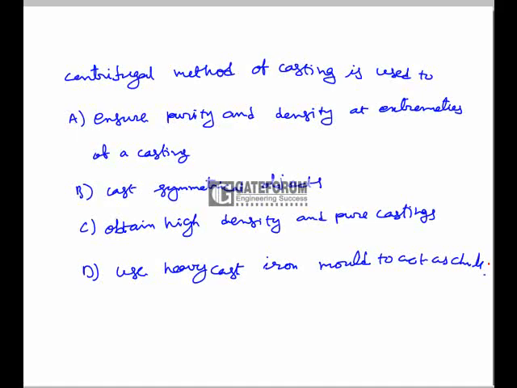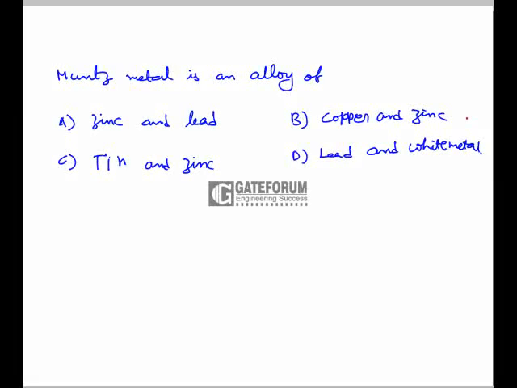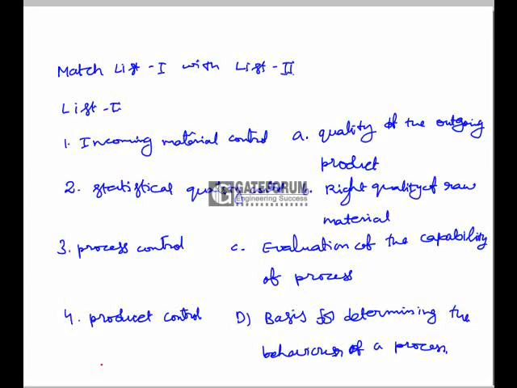Typical method of casting is used to... Here the right answer is obtain high density and pure castings. Monel metal is an alloy of copper and zinc. Match list 1 with list 2.